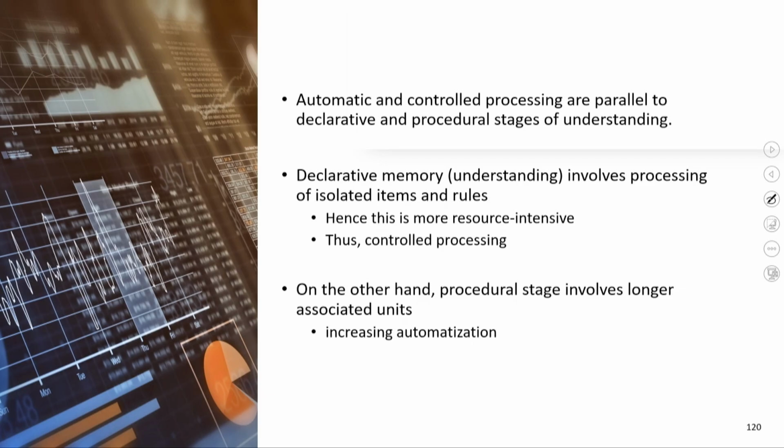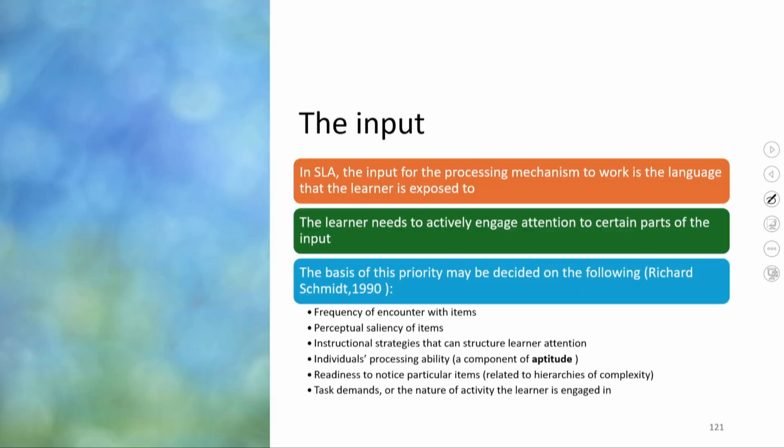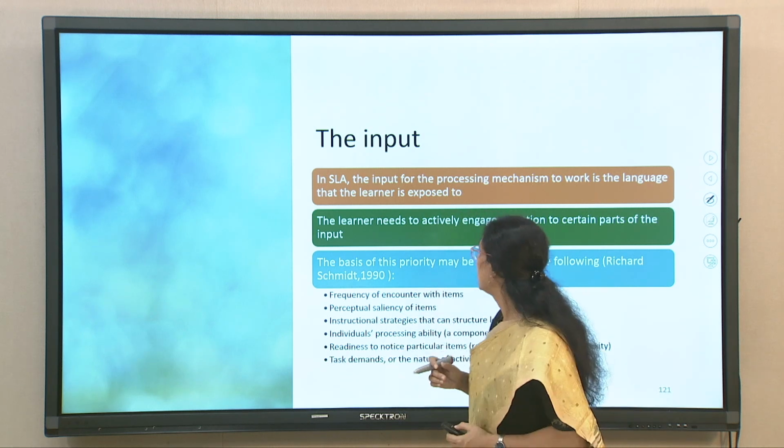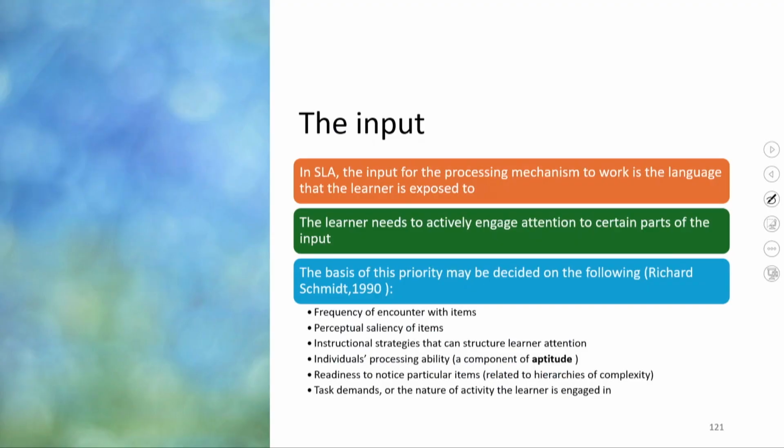This is already discussed. So, now let us come to the input, how input has been seen. In SLA, the input for the processing mechanism to work is any kind of language input the learner is exposed to; that will qualify.